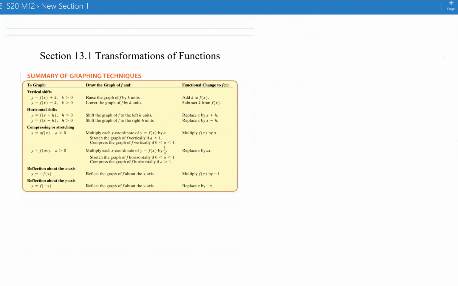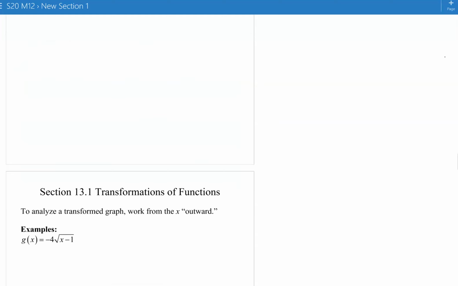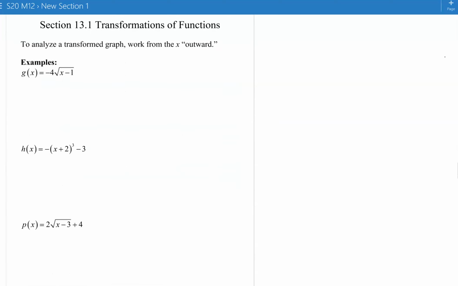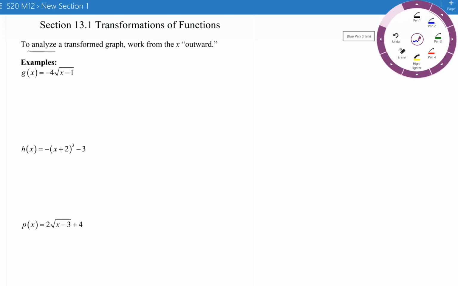So here's a summary of all those different transformations that we have talked about. And I think it's a really good practice to write out a chart like this in your own notes. It helps you organize the information in your brain if you organize it graphically like this. So let's talk about what it means when we analyze a transformed graph. It means go step by step from x outward. Say, what's happening to x?